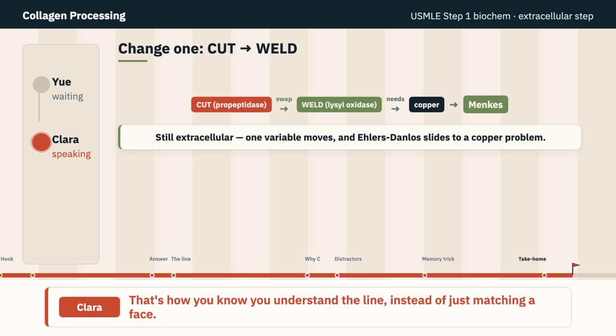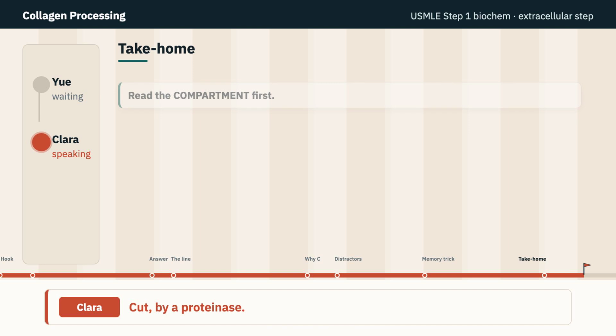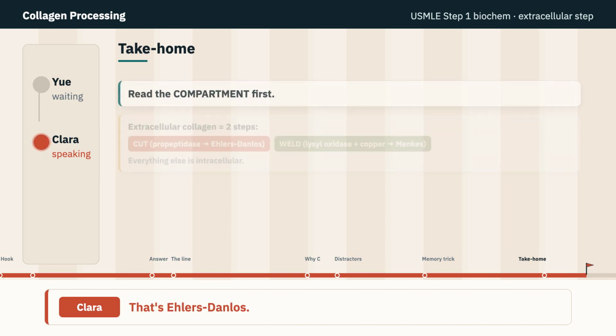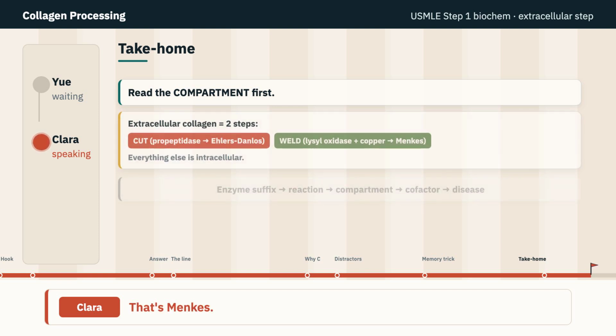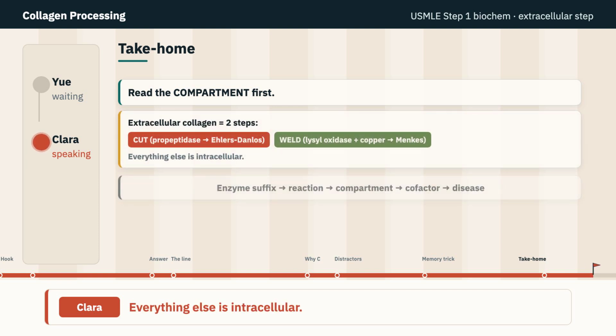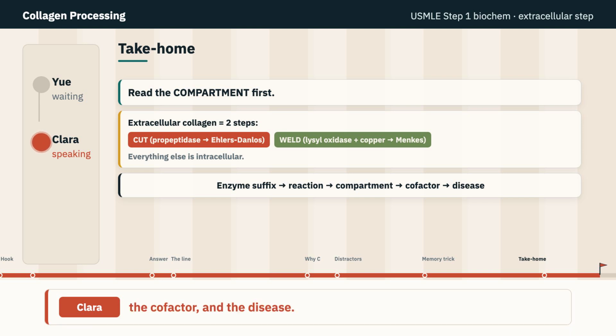That's how you know you understand the line, instead of just matching a face. So the rule, on screen word for word, read the compartment first. Extracellular collagen means only 2 steps. Cut by a proteinase, that's Ehlers-Danlos, and weld by lysyl oxidase with copper, that's Menkes. Everything else is intracellular, and given only an enzyme, its suffix hands you the reaction, the compartment, the cofactor, and the disease. Compartment first, then the suffix does the rest.